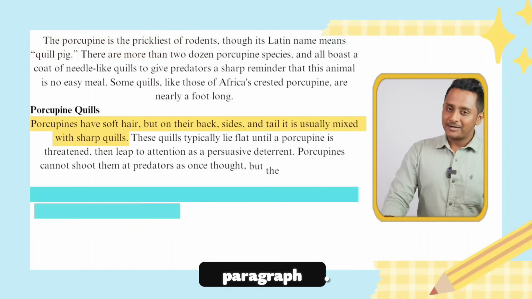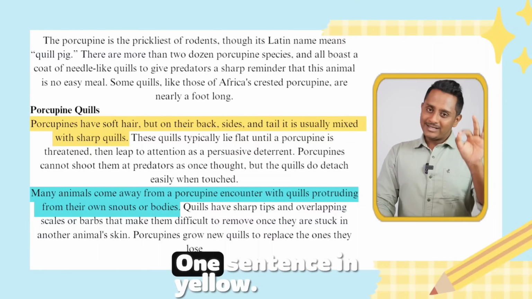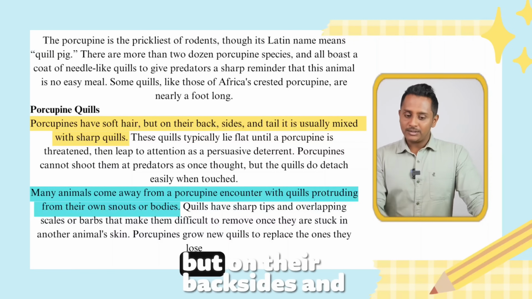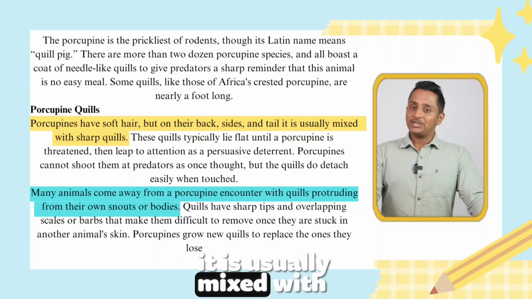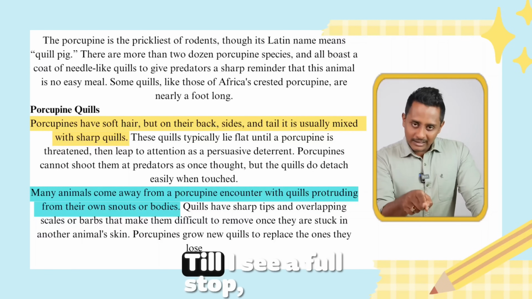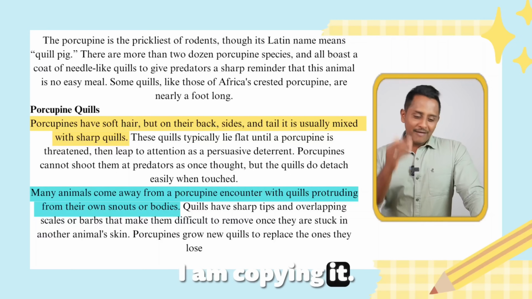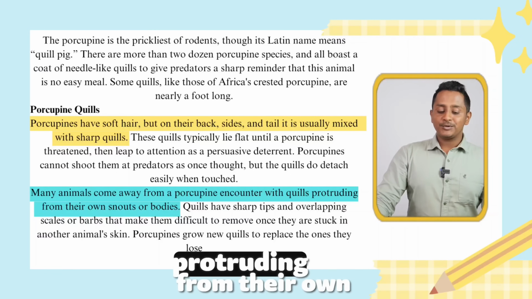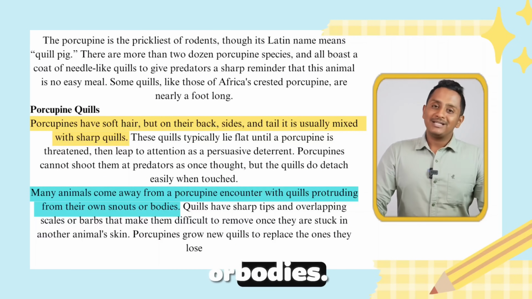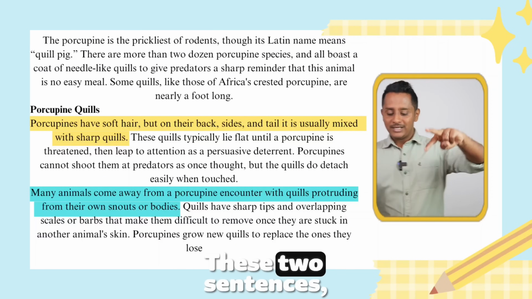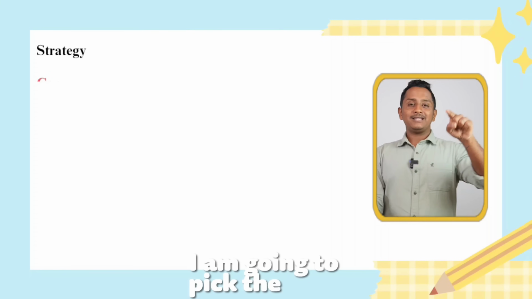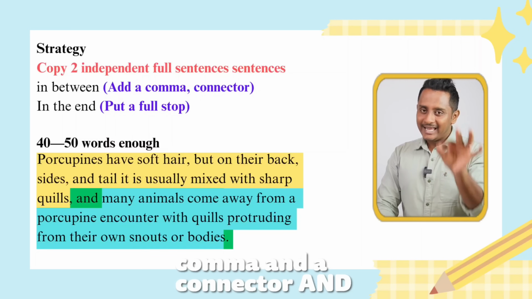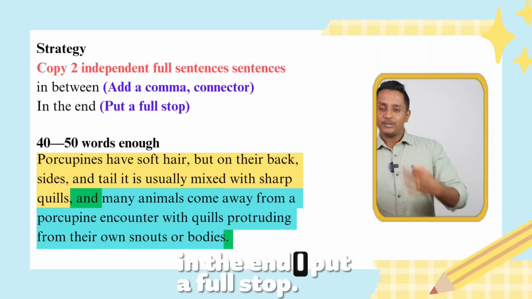Let's look at this particular paragraph. I've taken 2 sentences, 1 sentence in yellow. It's the start of the paragraph. Porcupines have soft hair, but on their back, sides and tail it is usually mixed with sharp quills. Till I see a full stop, I'm copying it. After that, one more. Many animals come away from a porcupine encounter with quills protruding from their own snouts or bodies. It's the end of a sentence, full stop. These 2 sentences I'm going to pick. And see the sentence there. In between, I'm going to add a comma and a connector, A-N-D. And in the end, I put a full stop.